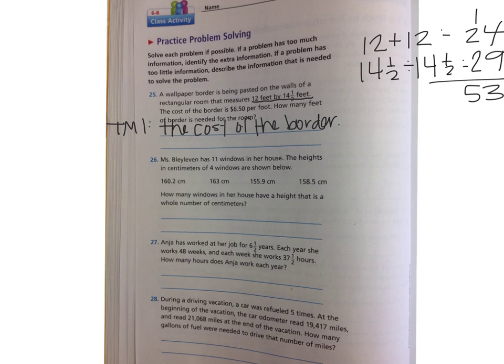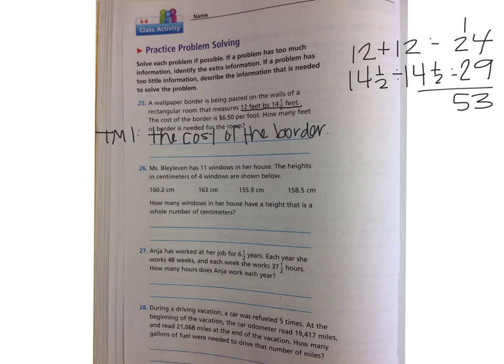So I got 12 plus 12 is 24, and 14.5 plus 14.5 is 29. And then I added those two together. So I got how many feet of border is needed for the room is 53 feet.